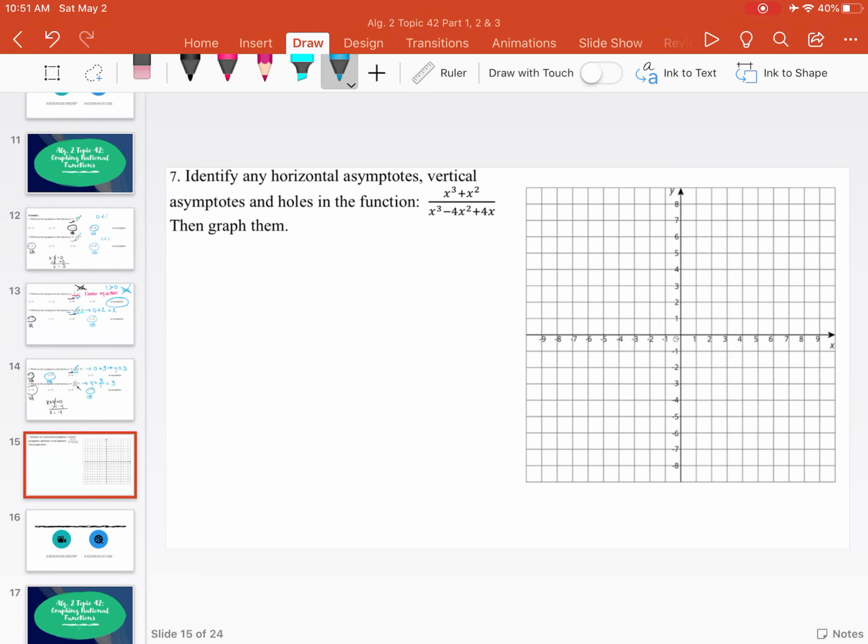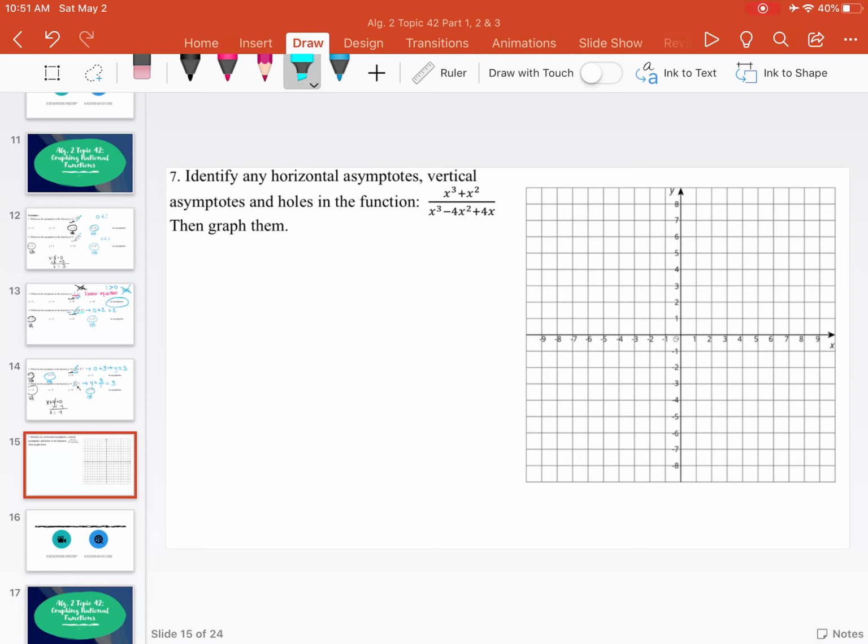Okay, now let's move on to example number 7. Example number 7 has a little bit more to it. We want to identify the horizontal asymptotes, the vertical asymptotes, and the holes in the function of x cubed plus x squared divided by x cubed minus 4x squared plus 4x. Then we want to graph them. I don't want us to graph the actual function, but just the asymptotes and the hole. We will get more into graphing the actual rational function in part 3.